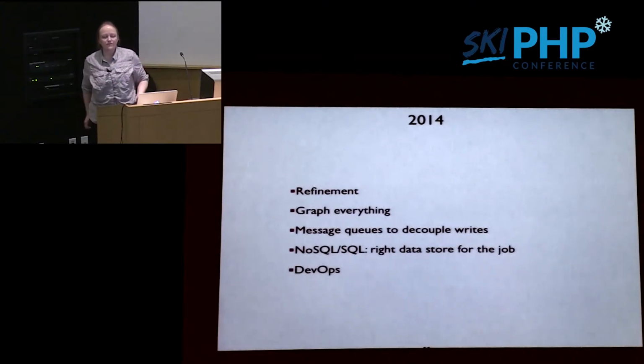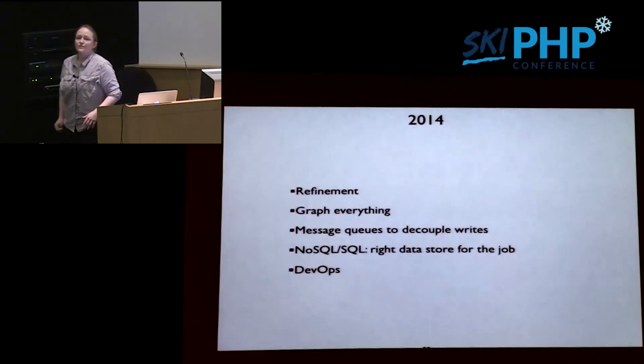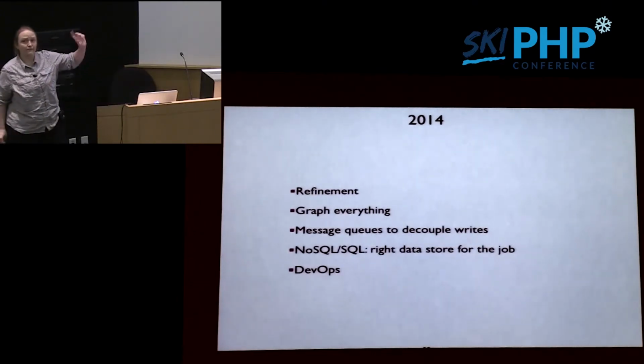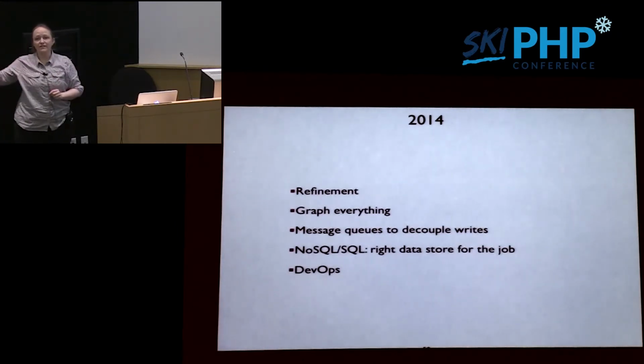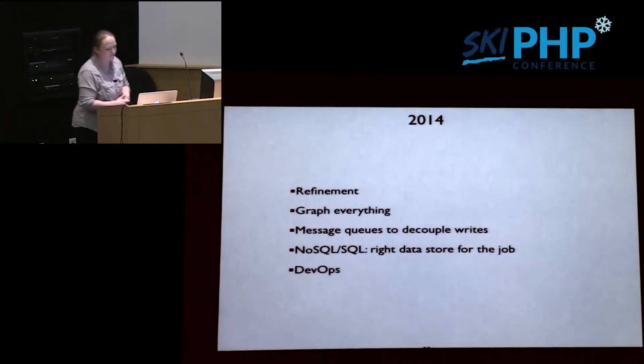I think the big difference between 2007 and 2014 is message queues, right? We got really good at decoupling reads with caching long before we got good at decoupling writes. So decoupling reads, cache; decoupling writes, queue. It's just a basic architectural principle.